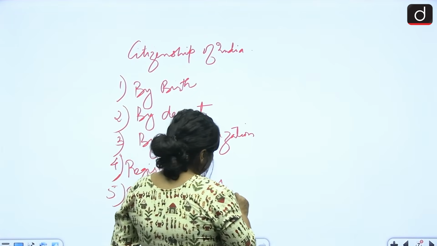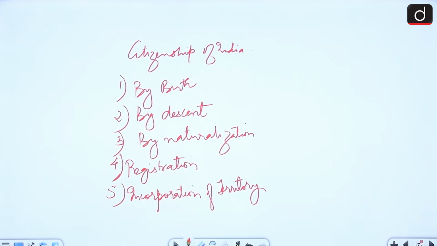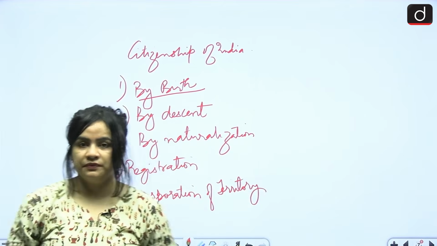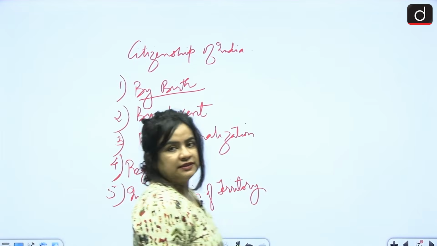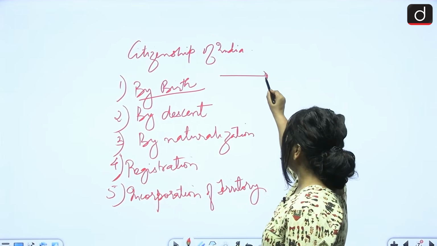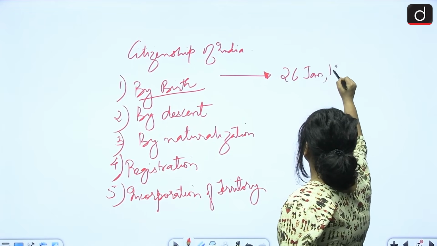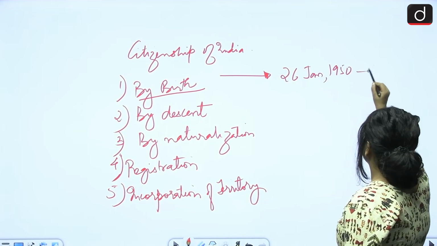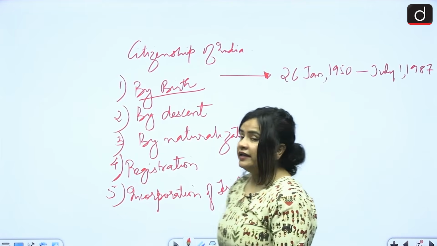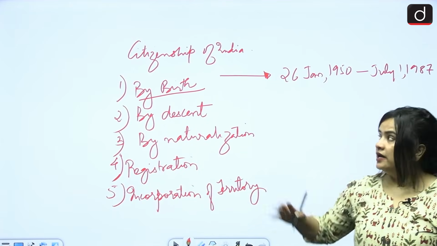Now, the first statement of our question talked about the children of foreign diplomats that are born in India. Therefore, we are here talking about citizenship by birth. What are the fundamental criteria for a person to be a citizen of India by birth? Well, there are certain dates that we have to take care of. So, any individual who was born in India at the time of the commencement of the Constitution up till July 1st, 1987 is a citizen of India irrespective of the nationality of his or her parents, meaning whether or not the parents are citizens of India.